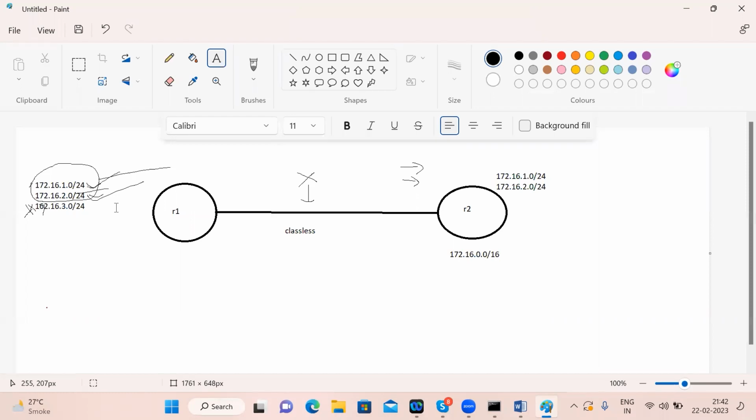If you want to configure the administrative distance value manually, you can configure it from 1 to 254. The values are 0 to 255, but you can configure from 1 to 254. 1 is the default for static. Similarly, 120 is reserved for RIP, 110 for OSPF, and 90 for EIGRP.